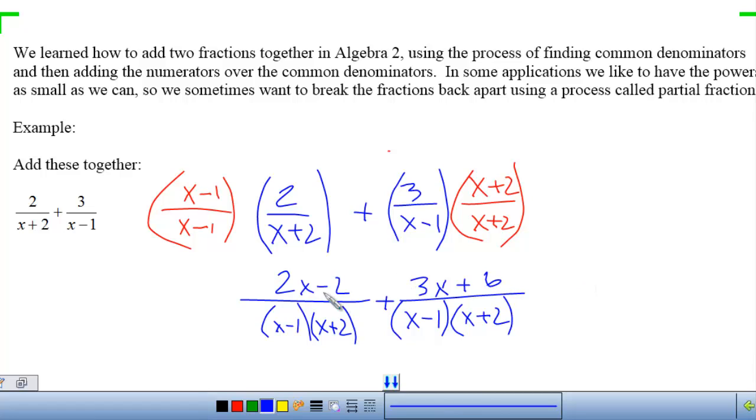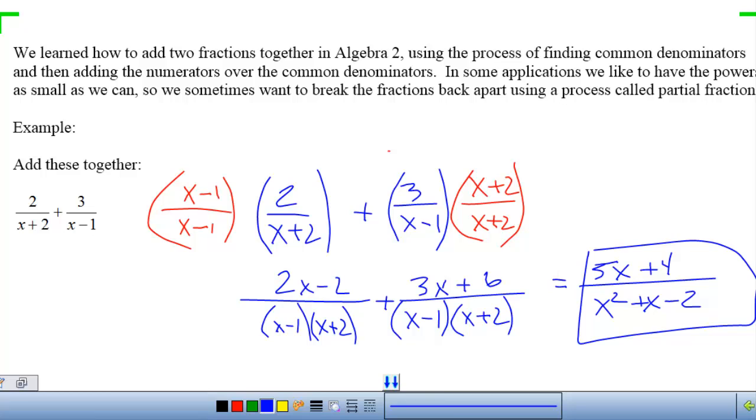So then we'll go ahead and combine these things. I have a 2x plus a 3x, that's 5x. And then I have negative 2 plus 6, that's a plus 4. And then I have this as my common denominator. Now at this point, I'll go ahead and expand these out. That's an x squared. Then I have a negative x and a 2x, so that's plus an x. And then I have minus 2. So that's what this looks like once I've combined them. You have to get a common denominator that also affects the numerator in order to preserve the ratio. And then we just combine once they're common.